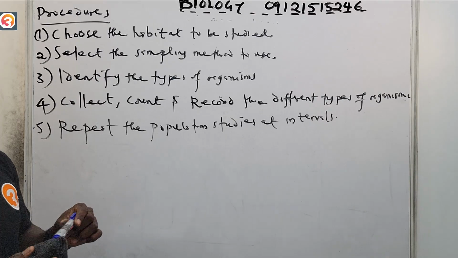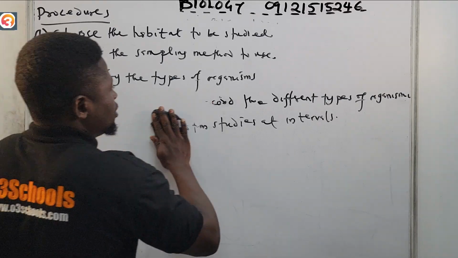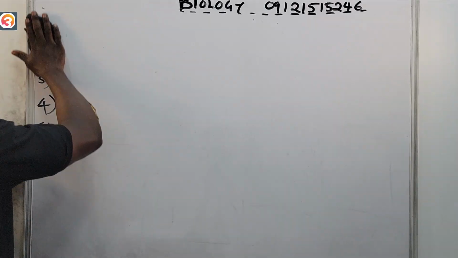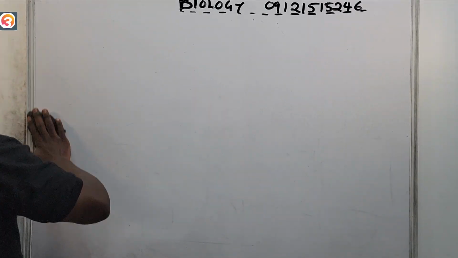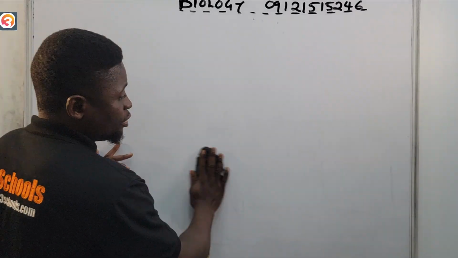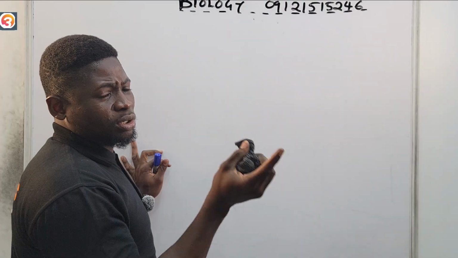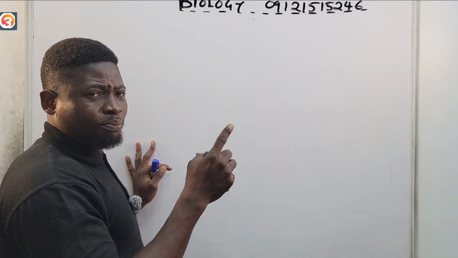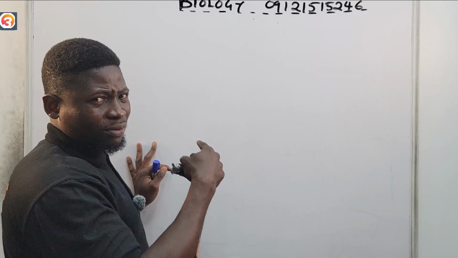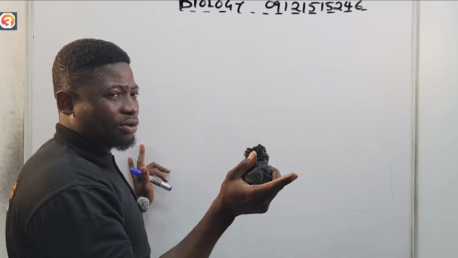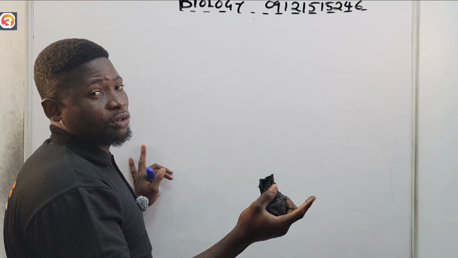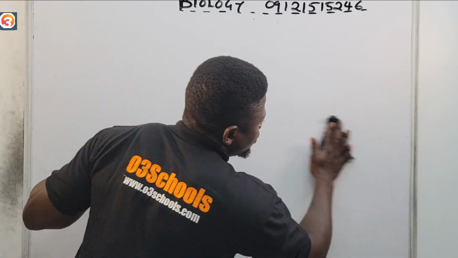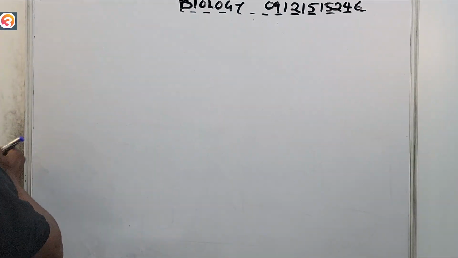Now let us go to calculations in population studies. We're going to take some examples. I've sorted out some questions, and I'll write those questions on the board. I'll fast forward it so that the video will not be too long. I'll just show the question on the board and then we'll answer it together. So now let us look at calculations.